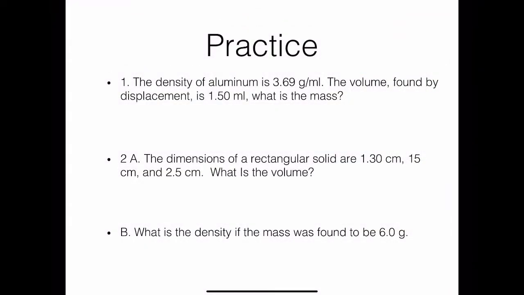In the first problem, we're told the density of aluminum is 3.69 grams per milliliter. The volume found by displacement is 1.50 milliliters. What is the mass? First of all, you might be asking, what is displacement?